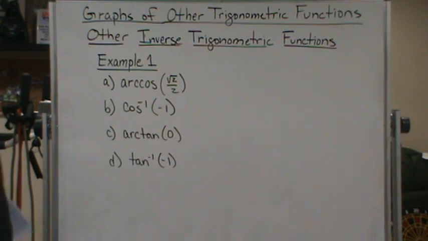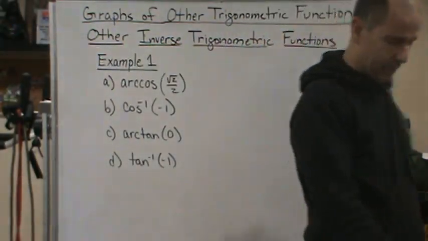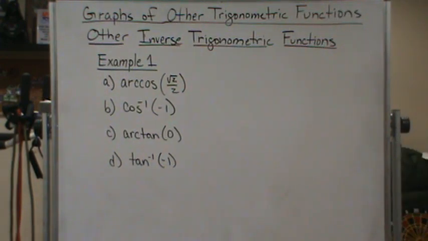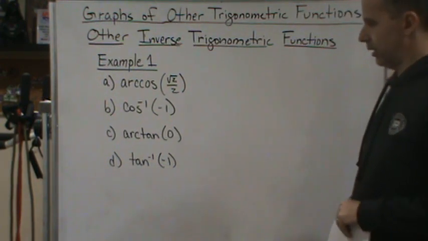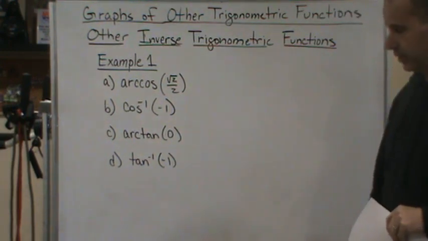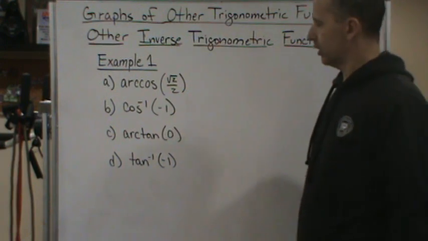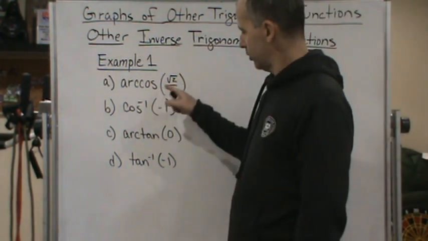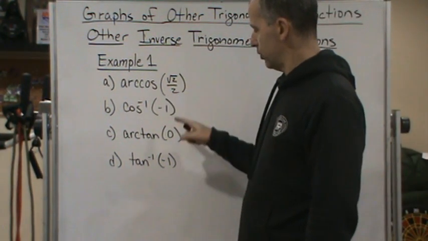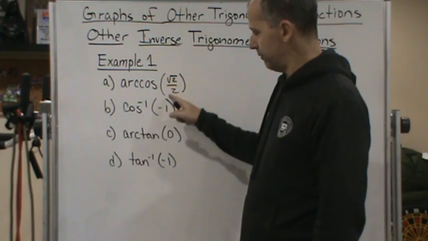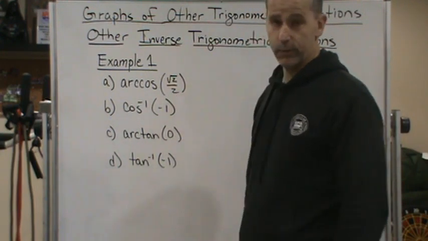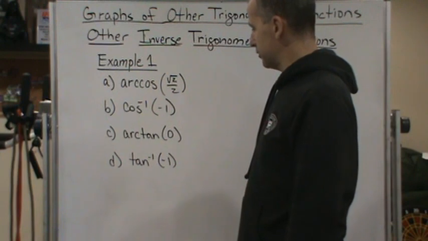All right, welcome back, and now we're going to do an example where we're going to evaluate each of these inverse functions and get the exact answer for each of these if possible. So again, for arc cosine, we're doing the arc cosine of square root of 2 over 2. Notice this is very familiar, so this corresponds to a 45, 45, 90 triangle.